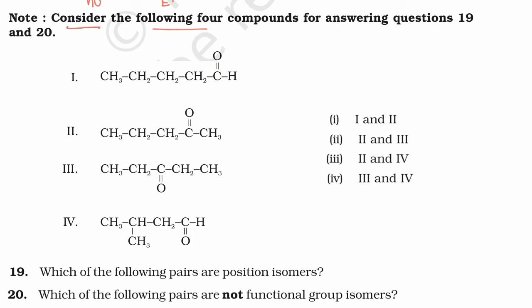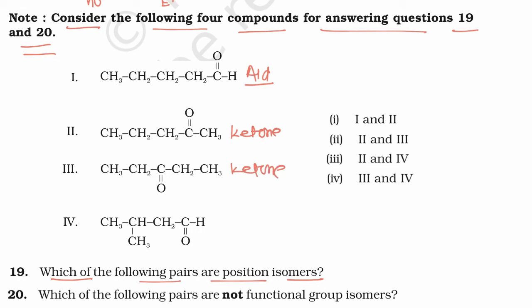Consider the following 4 compounds for answering question numbers 19 and 20. In question number 19, we have to find which of the following pairs are position isomers. Now the first molecule is an aldehyde, while the second molecule is a ketone. This is also a ketone. The molecule given in option 4 is an aldehyde. So 1 and 4 with 2 and 3 are functional isomers.